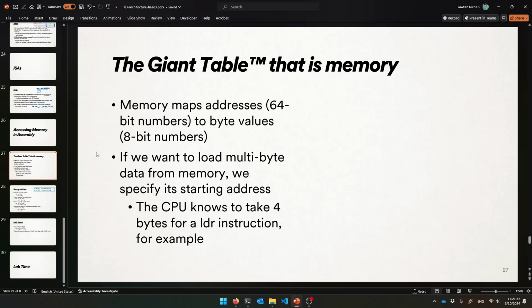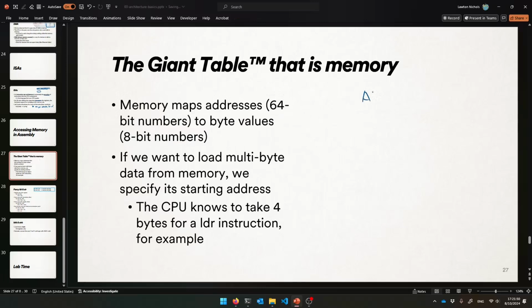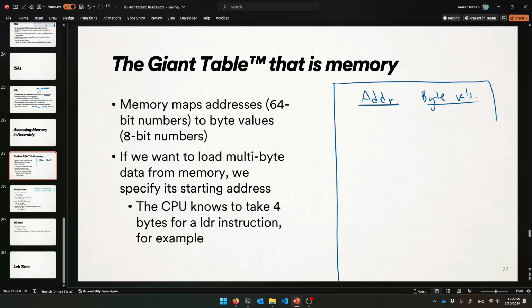And to get started, let's just remember what memory is. It's just that big table. And it's taking 64-bit addresses, 64-bit numbers, to byte values, and every byte is just 8 bits. So your big long table looks like this. Here's your giant table, and it goes on forever. The first address is 0 where you could store stuff, and it goes all the way to what you need.